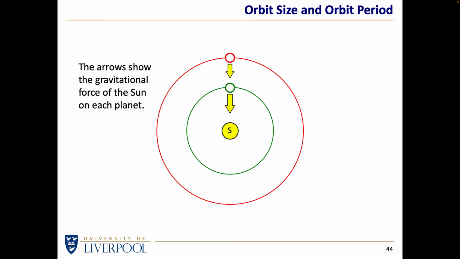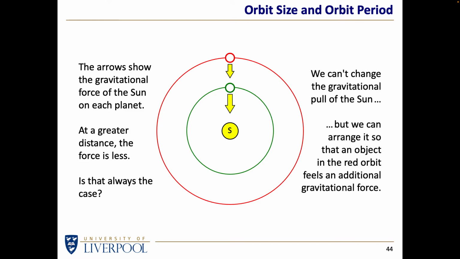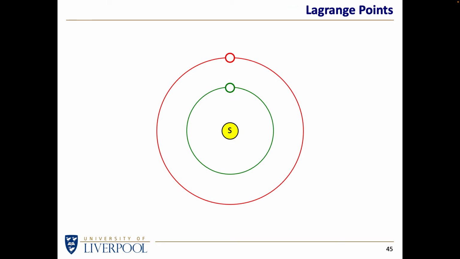So here, for instance, we're just schematically showing that the green planet is pulled quite strongly towards the sun, but the red planet, being further away, is pulled slightly more weakly towards the sun. So greater distance, the force is less. The question is, is that always the case? Well, yes, if we only consider the planet being pulled towards the sun. We can't change the gravitational pull of the sun, but we can arrange it so that one object is not only pulled towards the sun, but is pulled towards something else, an additional gravitational force.